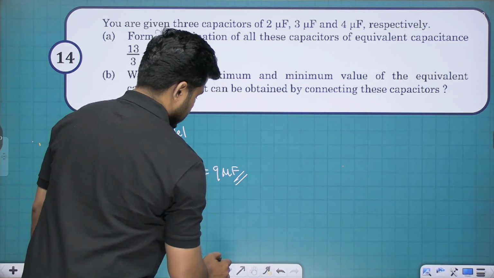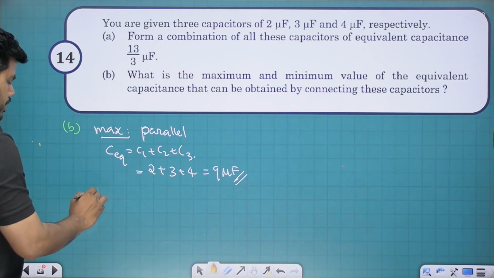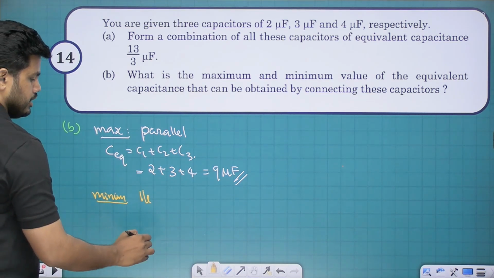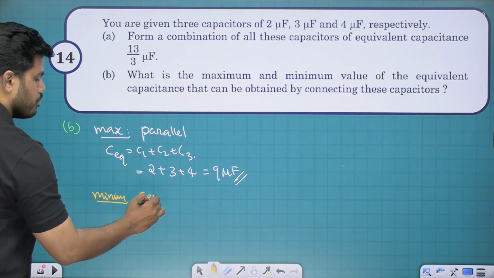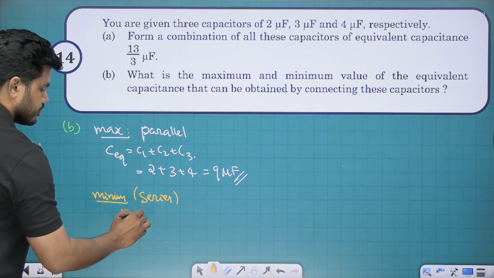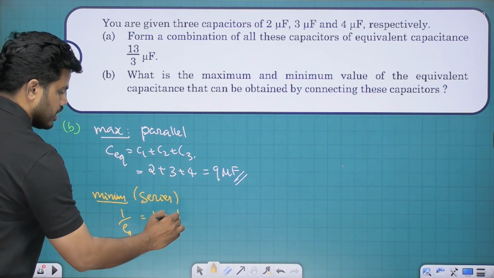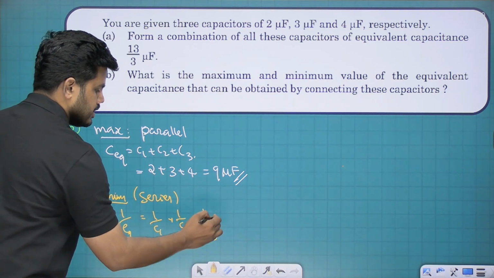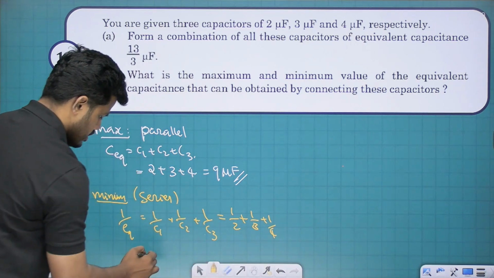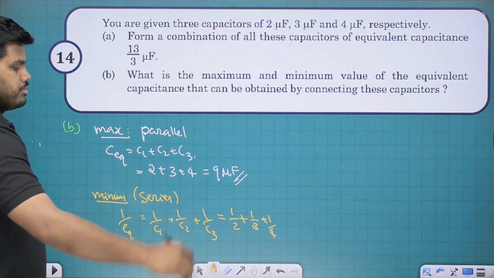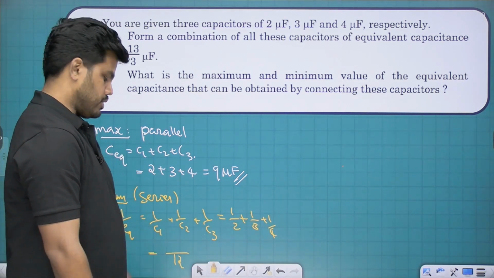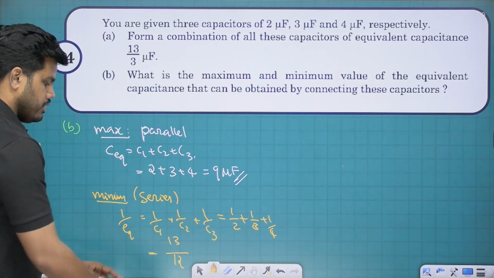Yes, we know. Now, minimum, when will you get minimum capacitance? If you want to get minimum capacitance, we have to connect all of them in series, because in series combination, we get 1 by C equivalent is equal to 1 by C1 plus 1 by C2 plus 1 by C3, which is 1 by 2 plus 1 by 3 plus 1 by 4. So if you take 12 as the LCM, we get 6 plus 4, 10, 10 plus 3 is going to be 13. 13 by 12.